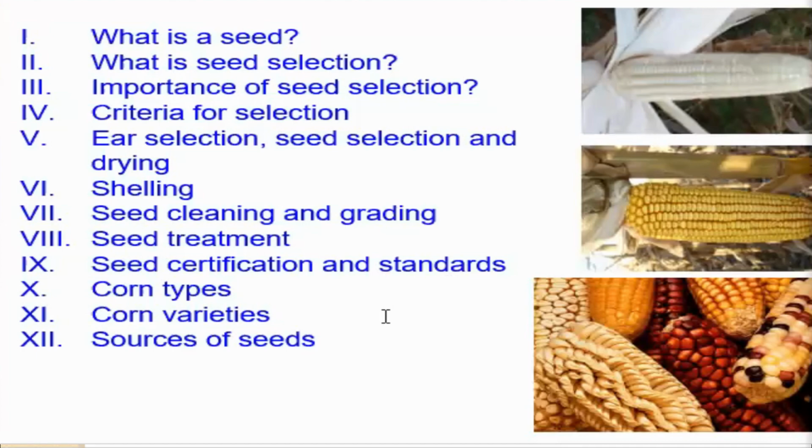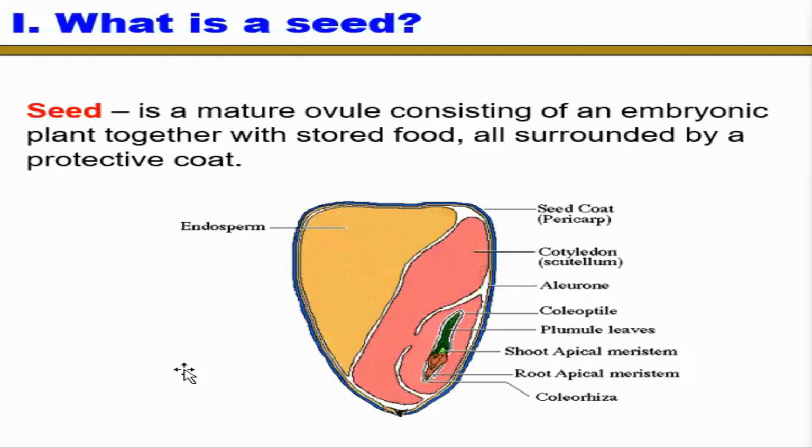We have also the different ear selection, seed selection, drying, shelling, seed cleaning and upgrading, seed treatment. And if you go for the standard and certification of seed, if you want to be a seed grower, we can tackle that, the different corn types, and second to the last, the corn varieties and other sources of seeds. So the next slide will be what is seeds.